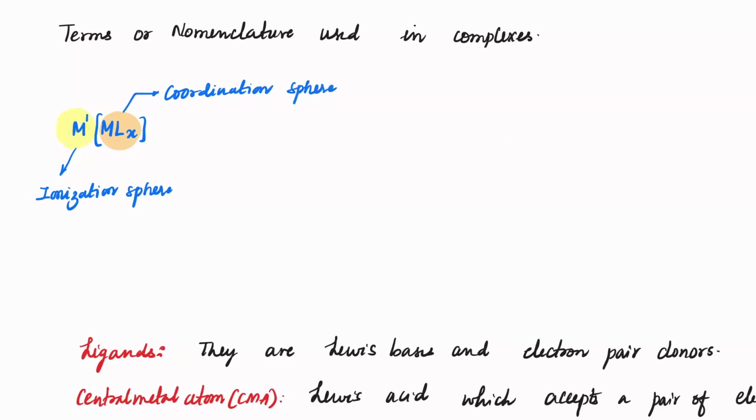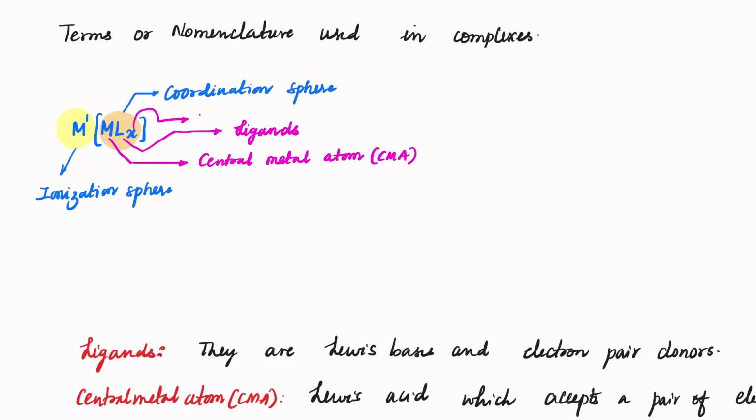And the metal which is at the center is termed the central metal atom. Henceforth, you will use this as CMA. And the groups which are present are simply called ligands. And the X present in it is called the coordination number. Coordination number. Okay. Clear? So I guess this part is clear.